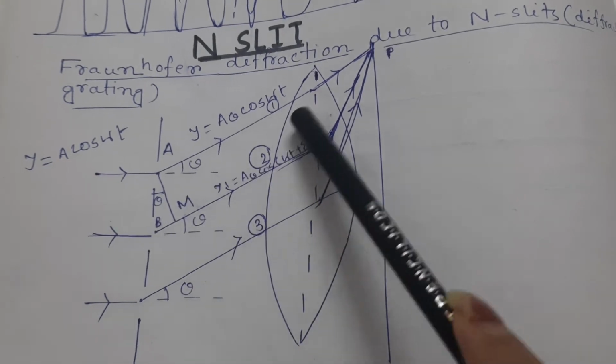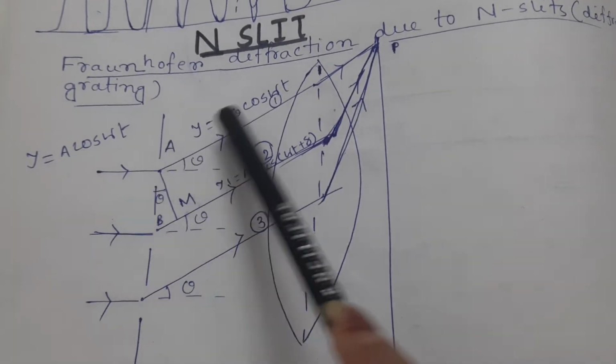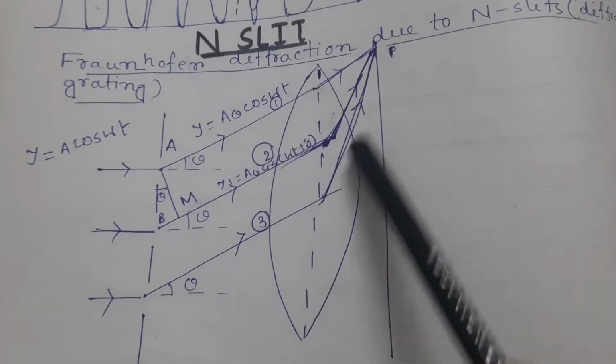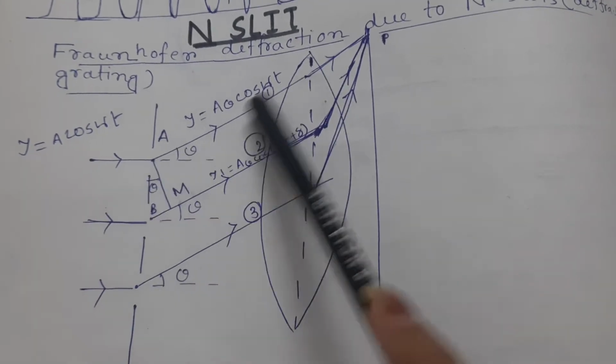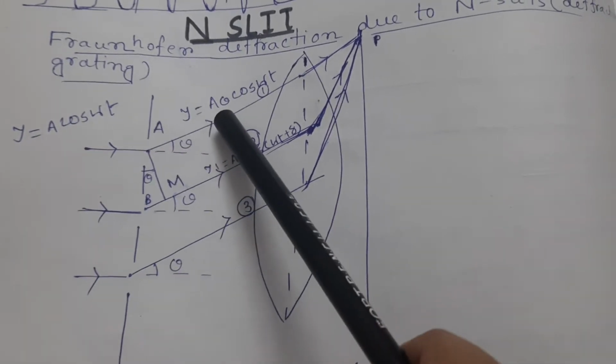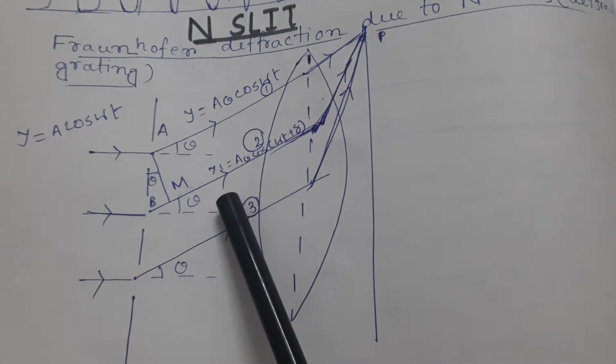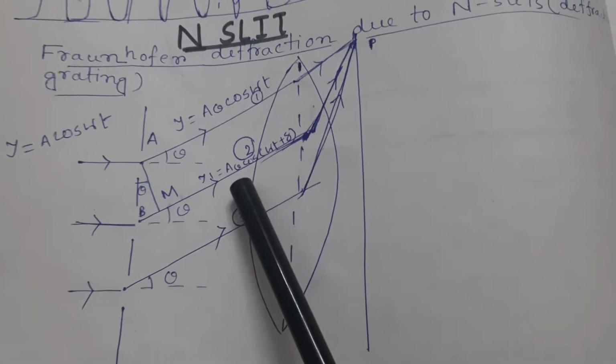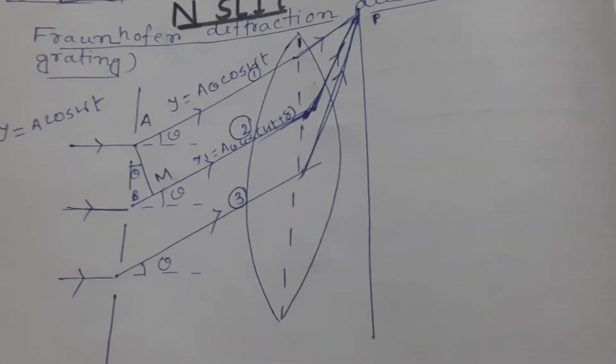These three are incident rays and these three are diffracted rays. The first incident ray equation is y equal to A theta cos omega t, and the second one, y1, is equal to A theta cos (omega t plus delta).